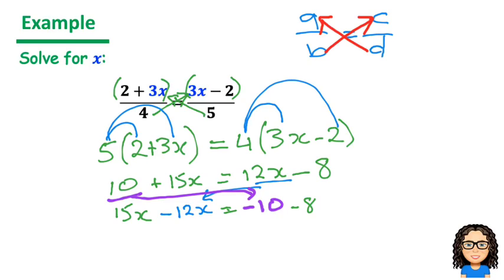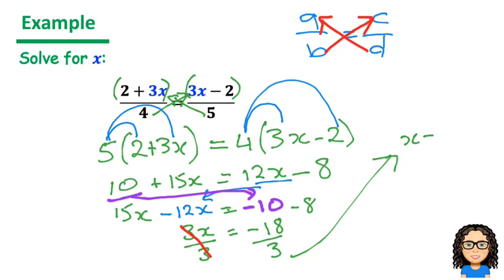Now I can simplify. So 15 lots of x minus 12 lots of x leaves me with 3 lots of x. And negative 10 take away 8 is going to give me negative 18. One more step is I'm trying to get x by itself, so I want to get rid of the 3. So the opposite of multiplying by 3 is dividing by 3. So I'm going to divide both sides by 3, and that means that will cancel out there, and that will leave me, let's come up over here, x is equal to negative 18 over 3, which is negative 6. And there is my final answer.